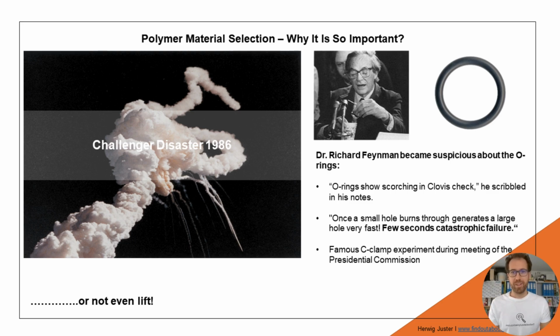And as I said before, proper material selection can take you to the moon, or you are not even able to lift off. When we think back to the Challenger disaster in the year 1986, the wrong rubber was selected for a particular O-ring for sealing, which at certain temperatures did not allow proper sealing and led to this disaster. So it's really important to prevent part failure at a later stage by selecting the optimal material.